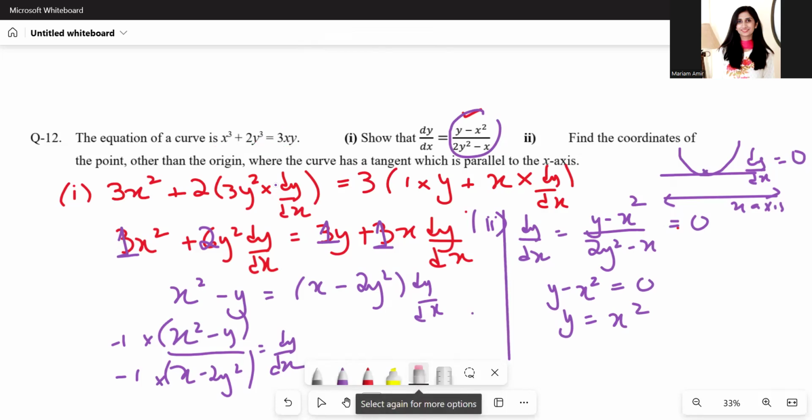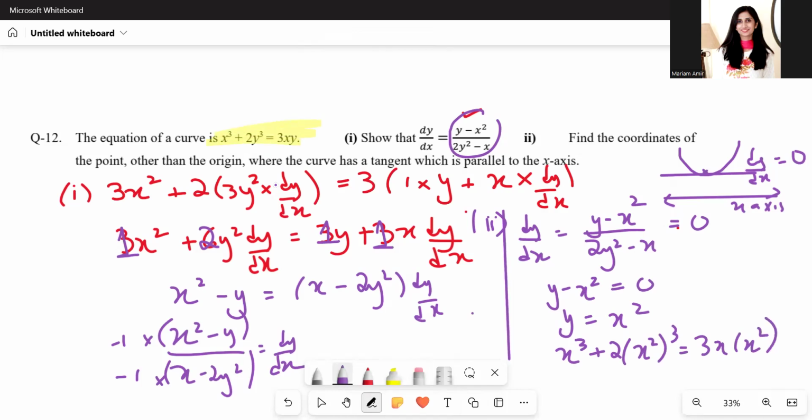Now, what we need to do is substitute this back in the original equation. So replace the y with x squared. So x cubed plus 2 times x squared cubed is equal to 3x times x squared. So we are getting x cubed plus 2x power 6 equals 3x cubed.